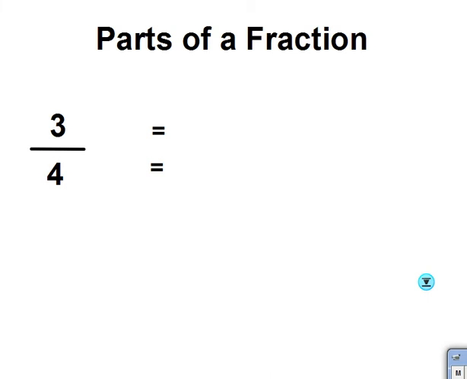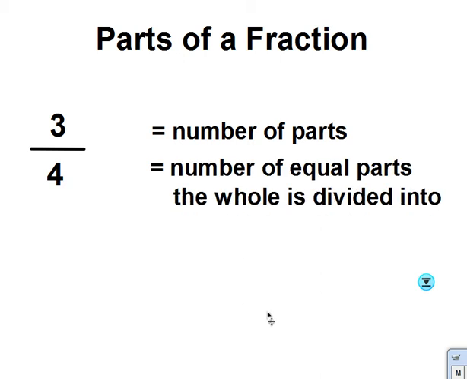Let's take a look at what each number of a fraction represents. The top number represents the number of parts that we have. And the bottom number represents how many equal parts the whole is divided into.